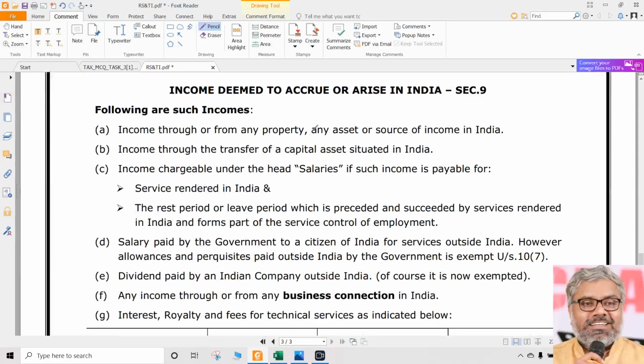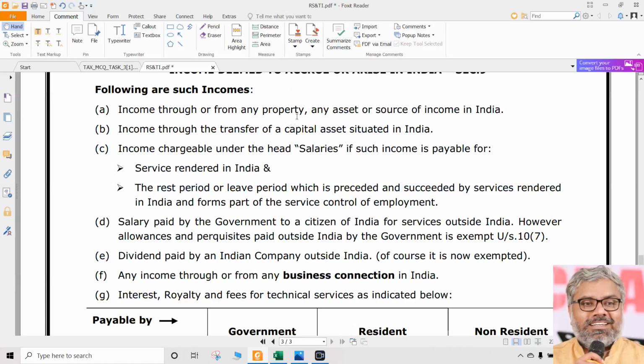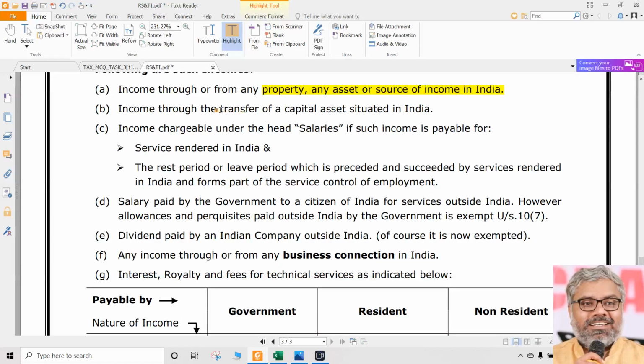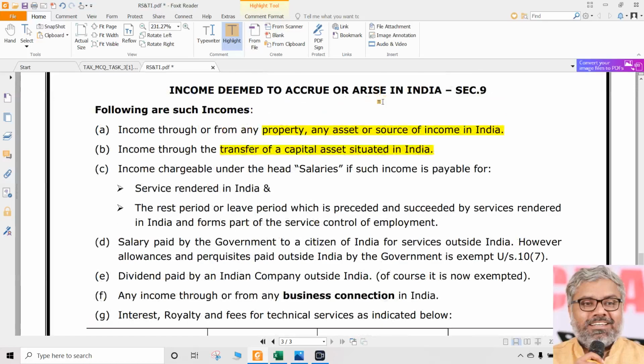And once we understand section 6 and section 5, we need to also look at section 9, wherein we have certain incomes which are deemed to accrue or arise in India. What are those incomes? Everybody has to be perfectly aware of section 9. Income through or from any property or any asset or any other source of income in India is deemed to accrue or arise in India. Income through the transfer of a capital asset situated in India is also part of section 9.